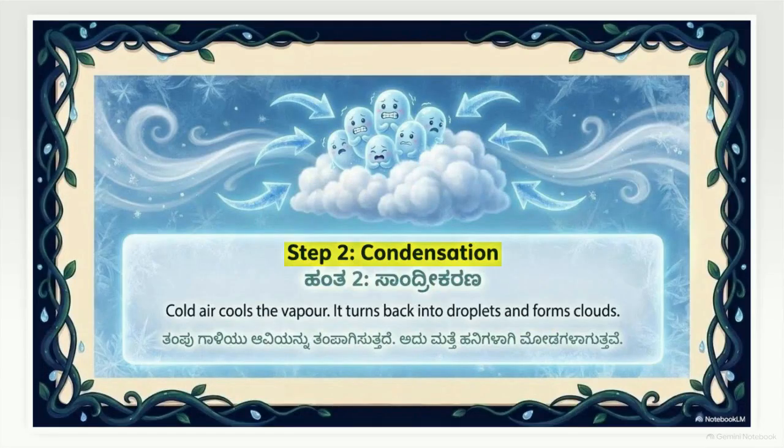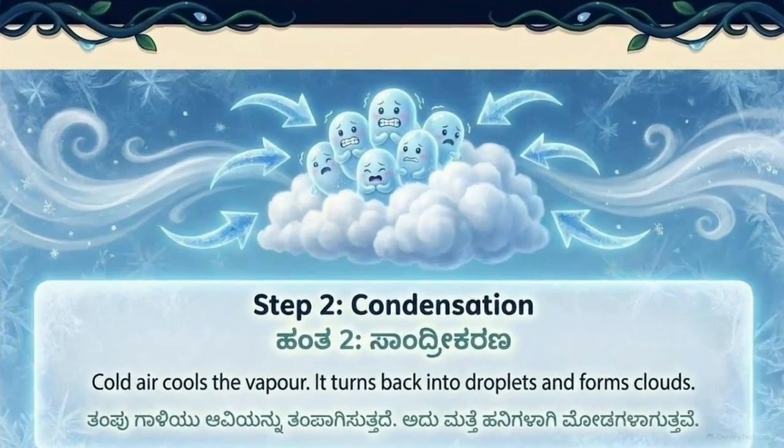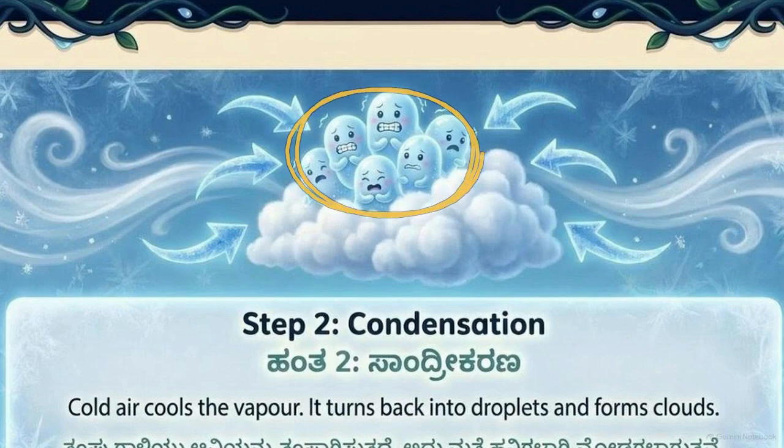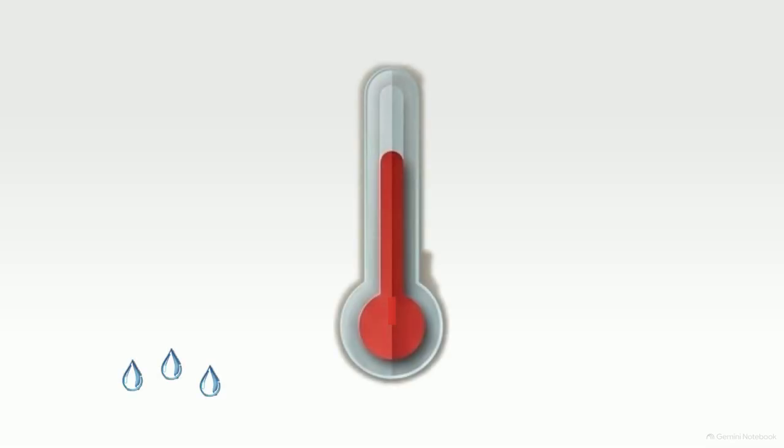Step 2 is condensation. When that rising water vapor hits the cold air higher up in the atmosphere, the chill cools the vapor down, causing the gas to cluster back together into tiny liquid droplets that form clouds. The water hasn't vanished. It is simply changing its physical state from a liquid on the ground to a gas in the air, and back into a liquid, all depending on the temperature.